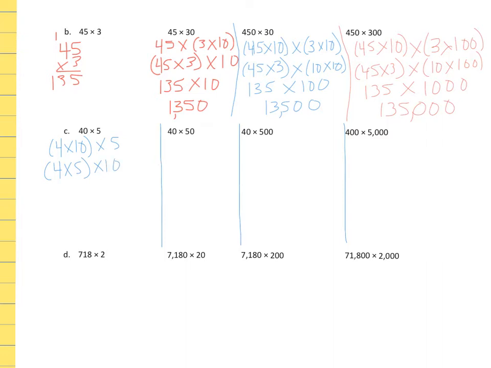So 4 times 5 is 20. And then you're going to say, and multiply it by 10. So you have 20 tens. 20 tens also means 20, and add a 0 to get 200.